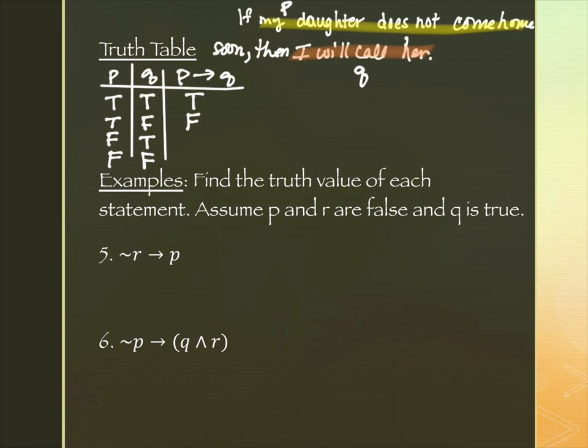This statement says, if my daughter does not come home soon. So if that's a false statement, it means she did come home soon, correct? Okay, so these last two lines are the daughter coming home soon. The problem is that if the daughter comes home soon, I still may or may not call her. I have no way of knowing what will happen because the premise wasn't satisfied to begin with, right?